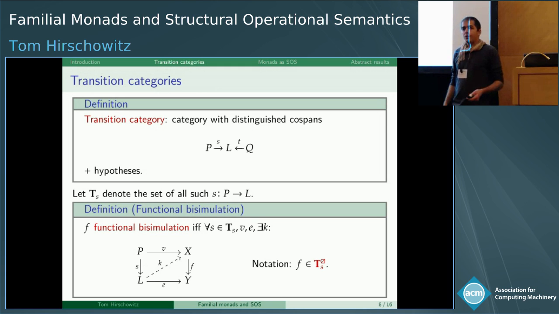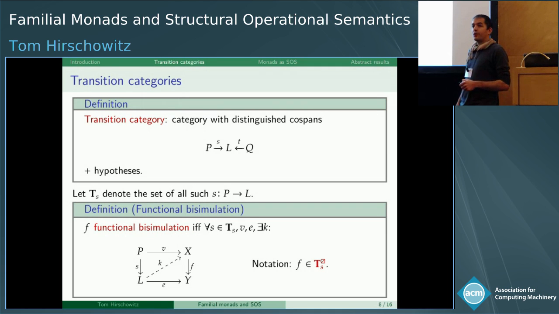So now here's the general setting. A transition category is just a category with a class of distinguished cospans, which we denote by these letters generally, plus a few hypotheses, which I'm not going to delve into. You can assume like locally presentable, something like that. So then we let TS denote the class of all such source morphisms there. The intuition is that these guys are the transition types. There could be several transition types. There are several examples in the paper also.